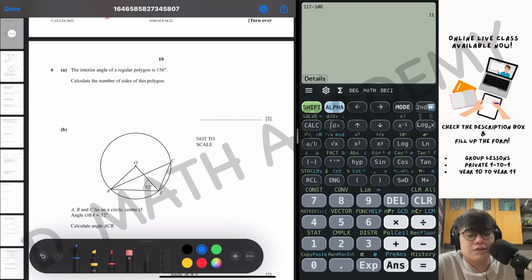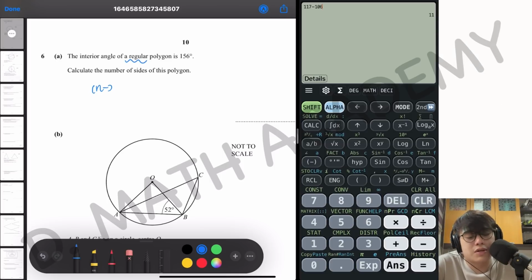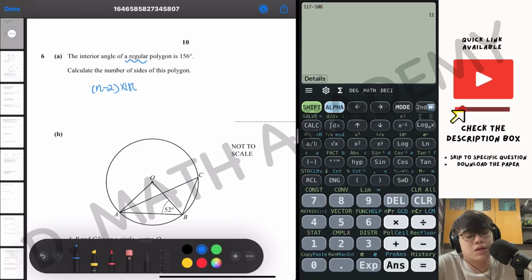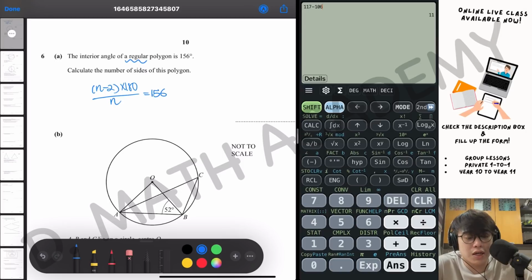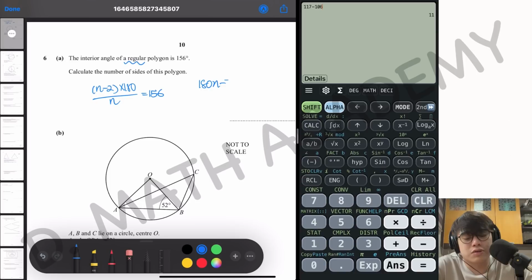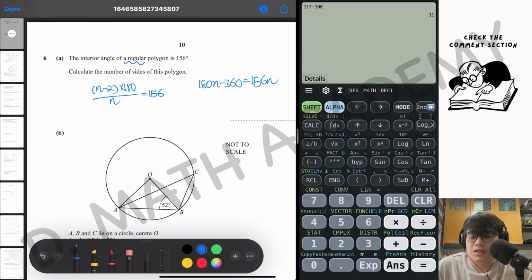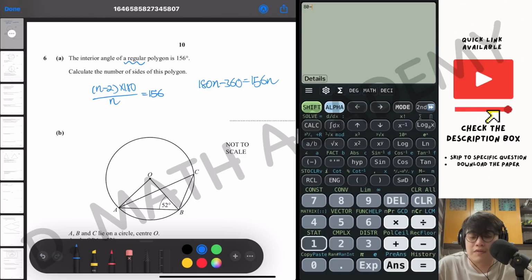Question 6, the interior angle of a regular polygon is 156. So the keyword here was regular. Okay, which means the formula that I can use would be (n minus 2) times 180 divided by n, and you get 156. So through your calculation, you get 180n minus 360 equals 156n. And then 180 minus 156.